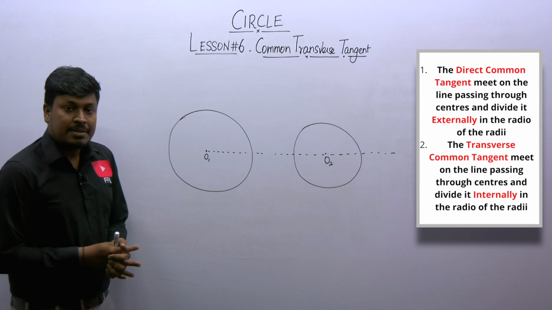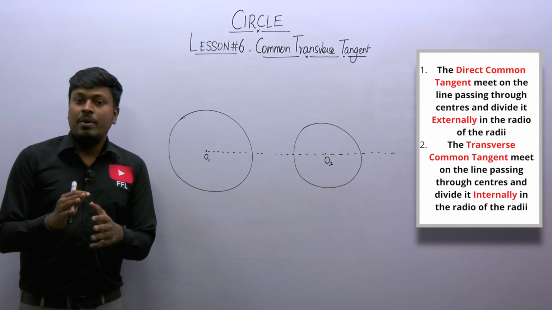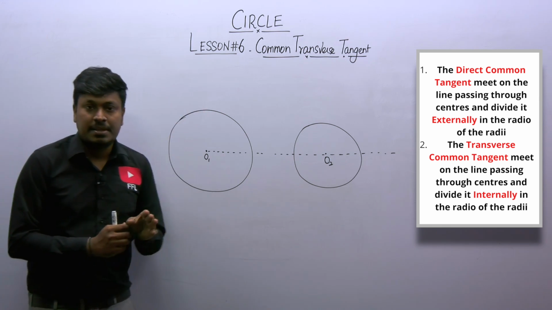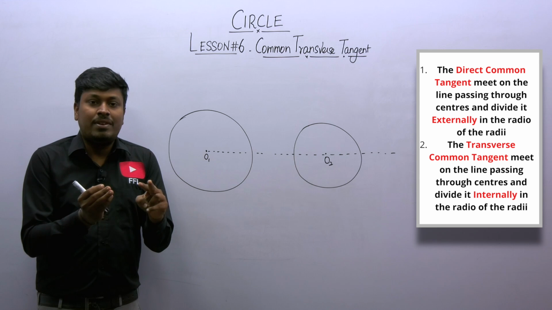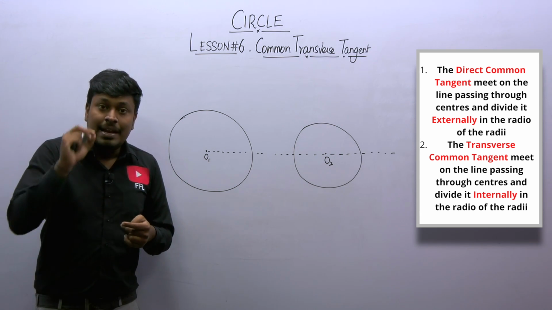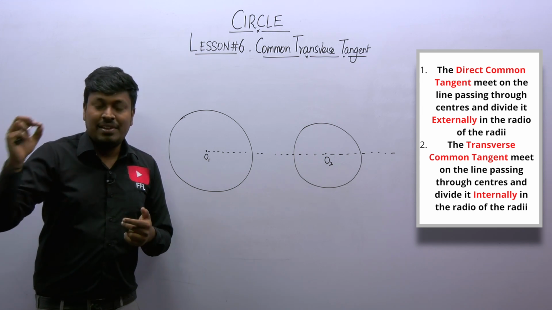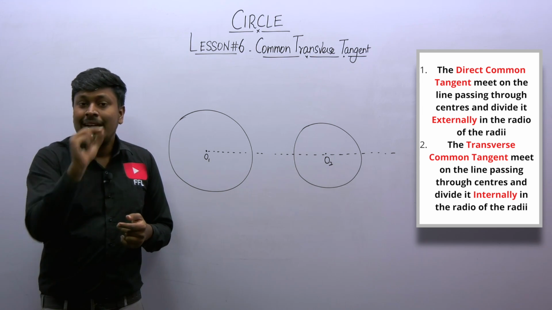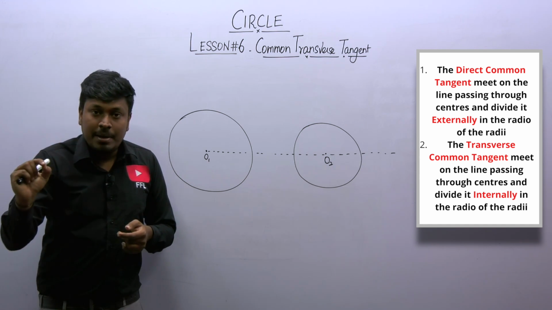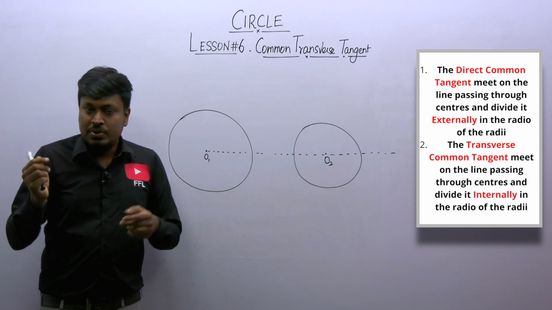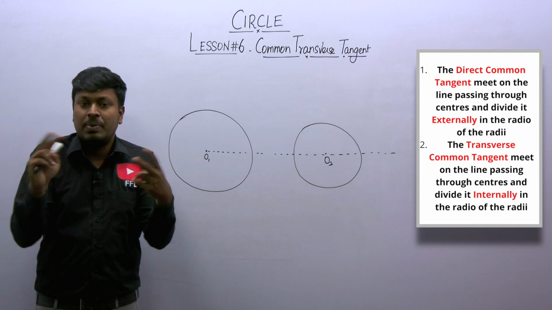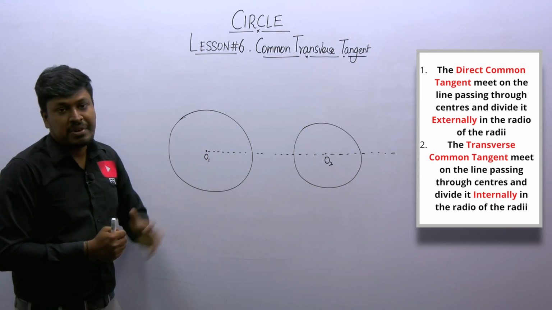So in this lesson number 6 on the topic circle, now we are going to solve 5 questions based on the concept called common transverse tangent. So friends, there is a major difference between the previous lesson and this lesson, because in the previous lesson what we learnt is direct common tangent, right? We have solved 5 questions, I think so, that is based on direct common tangent. But in this lesson what we are going to solve is common transverse tangent, right? You should know what is the difference between direct common tangent and a common transverse tangent. So only then you can able to differentiate the question.